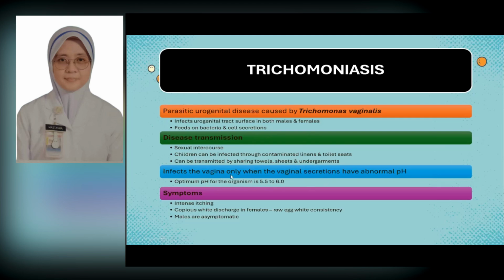It infects the vagina only when the vaginal secretion has abnormal pH. For example, the optimum pH for the organism is 5.5 to 6.0. For the symptoms, the first one is intense itching. The second one is copious white discharge in females, with raw egg white consistency. And for males, they are asymptomatic.